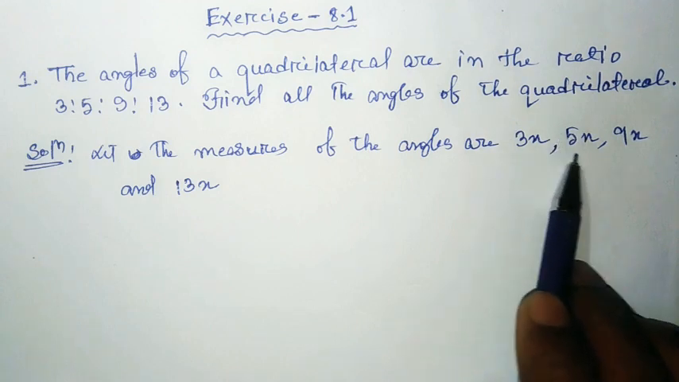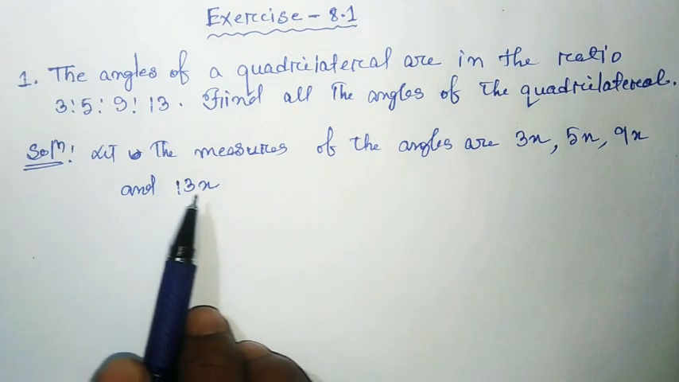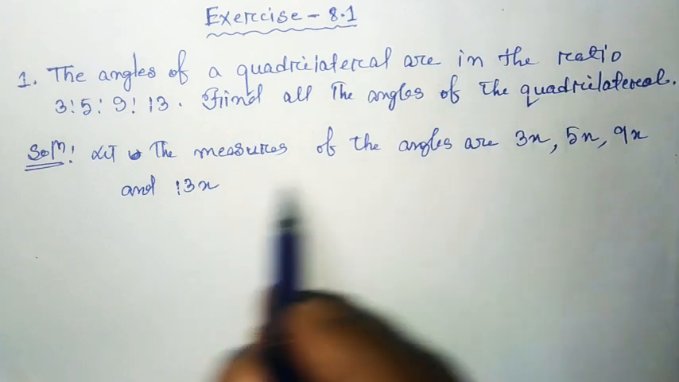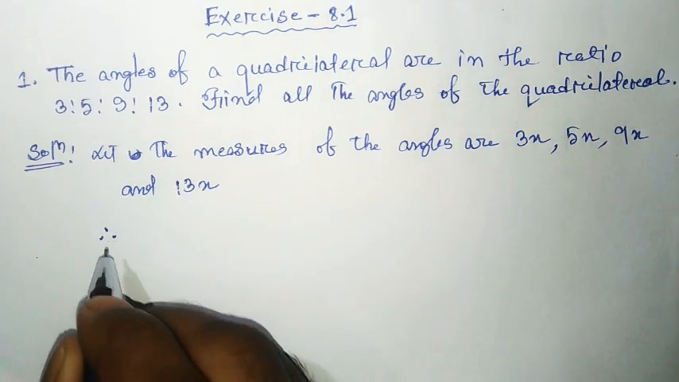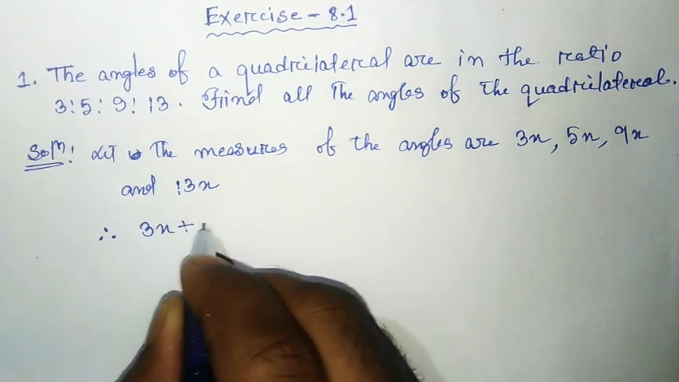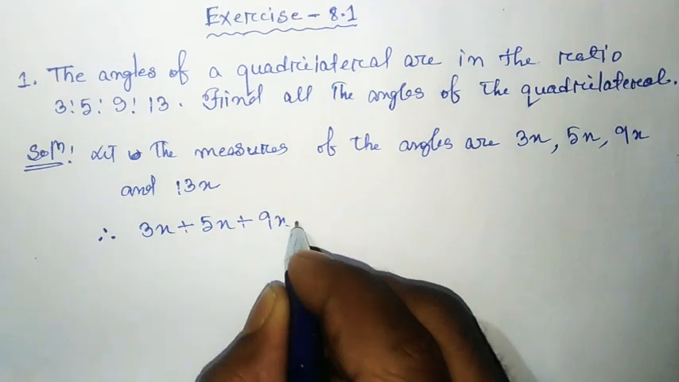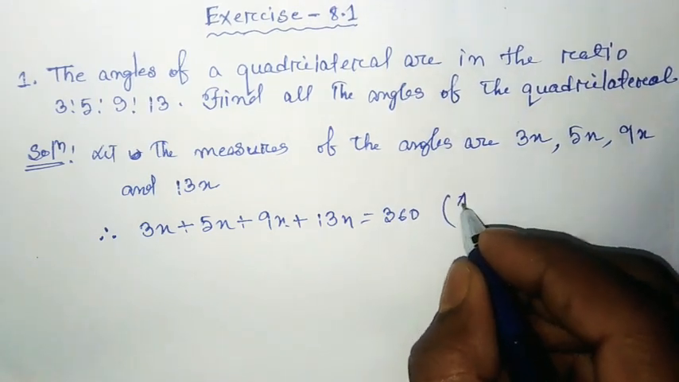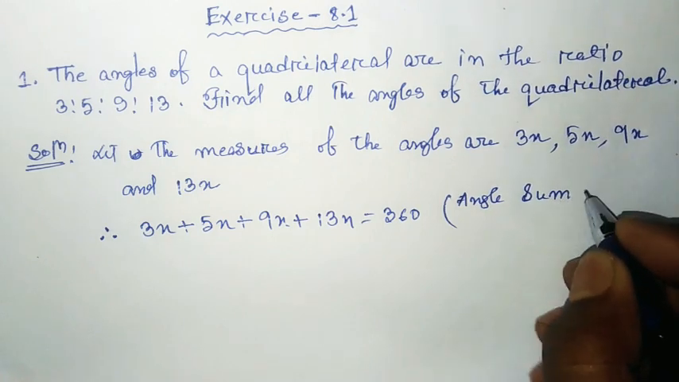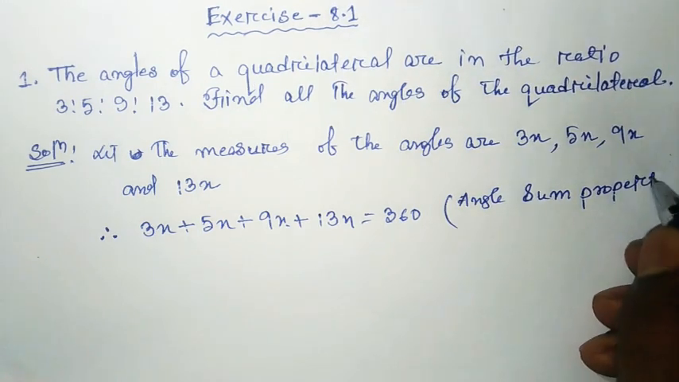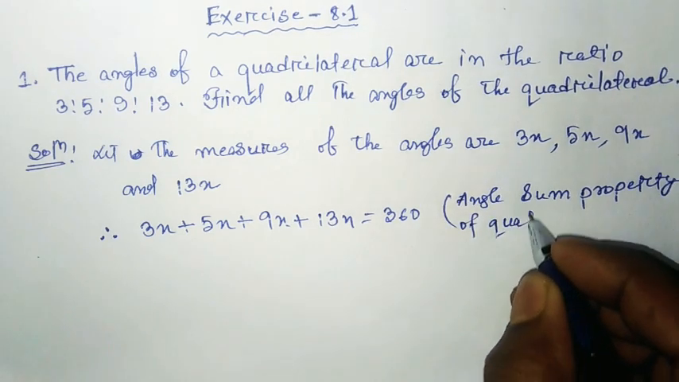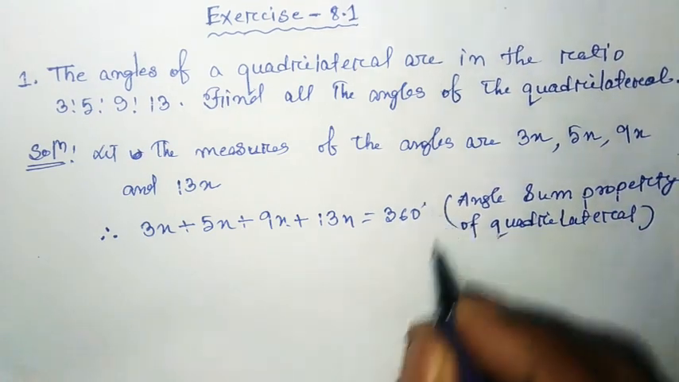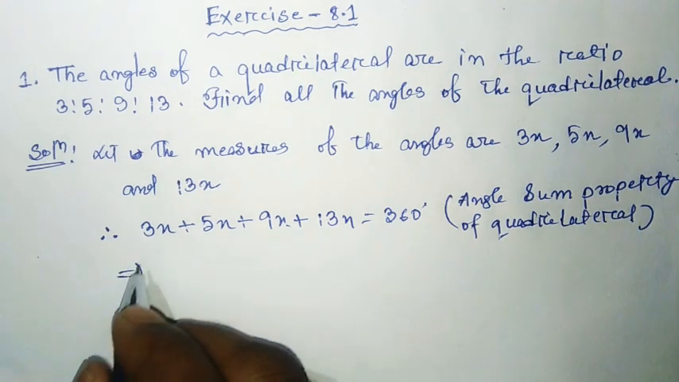So we have taken the measures of the angles as 3x, 5x, 9x and 13x. As these are the measures of the four angles of the quadrilateral, we know the sum of the four angles of a quadrilateral is 360 degrees. So if we add these four angles, we will get 360 degrees. Therefore 3x plus 5x plus 9x plus 13x will be equal to 360. Why? You can write angle sum property of quadrilateral: for a quadrilateral, the sum of all the angles is 360 degrees, as in a triangle it is 180 degrees.